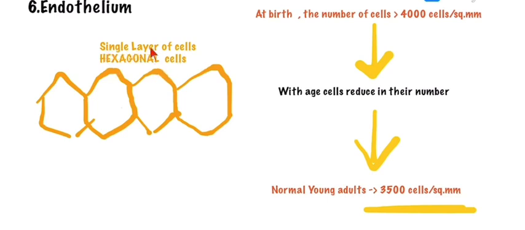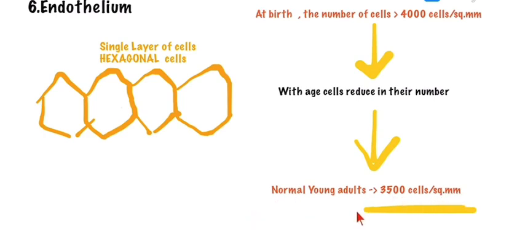These hexagonal cells, a single layer of cells: at birth, when a baby is born, it will have more than 4,000 cells per square millimeter in the endothelium of its cornea. And as age progresses, with every year, it reduces by 0.6%. By adulthood, a normal adult without much eye complications will have almost 3,500 cells per square millimeter.